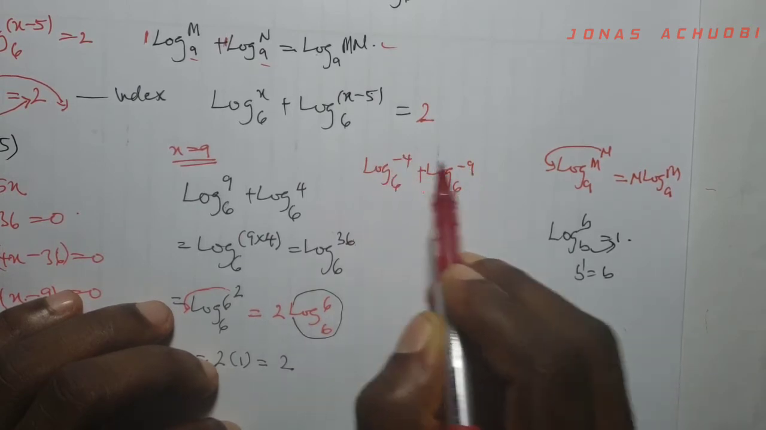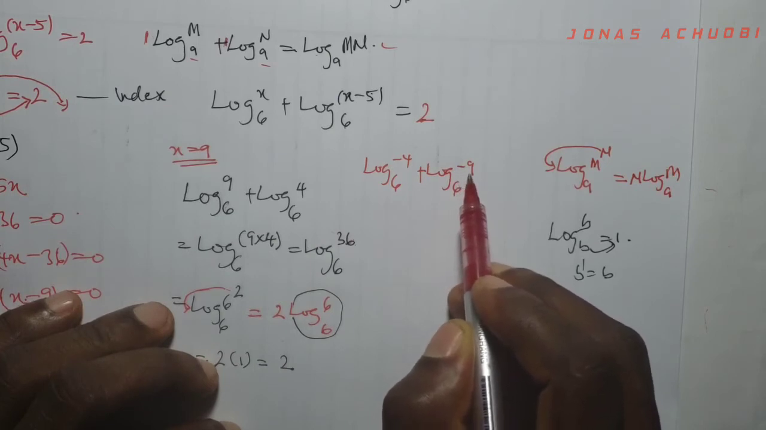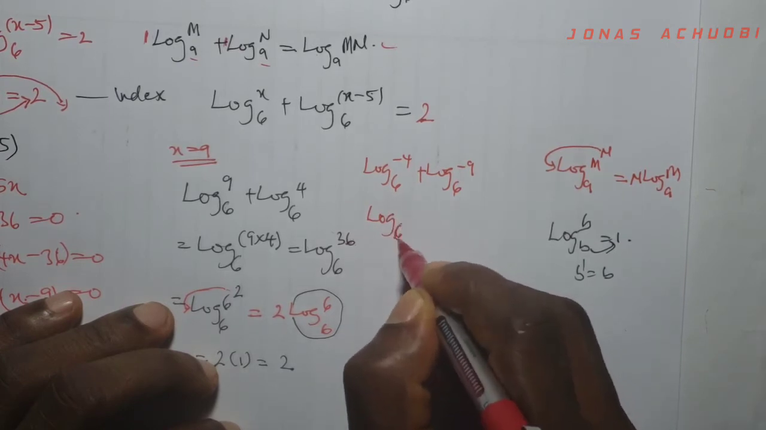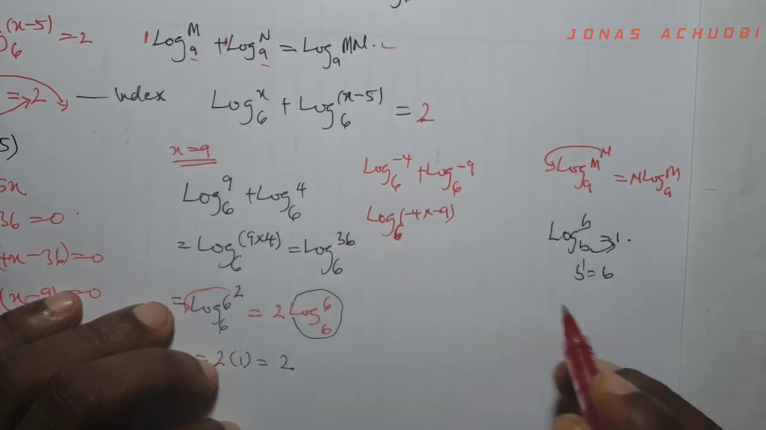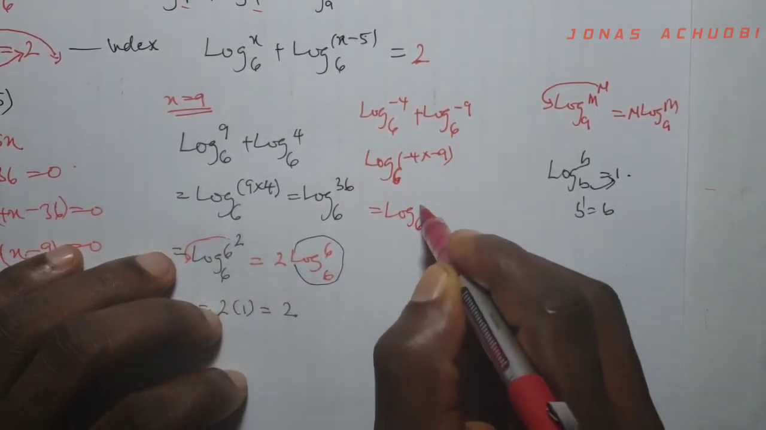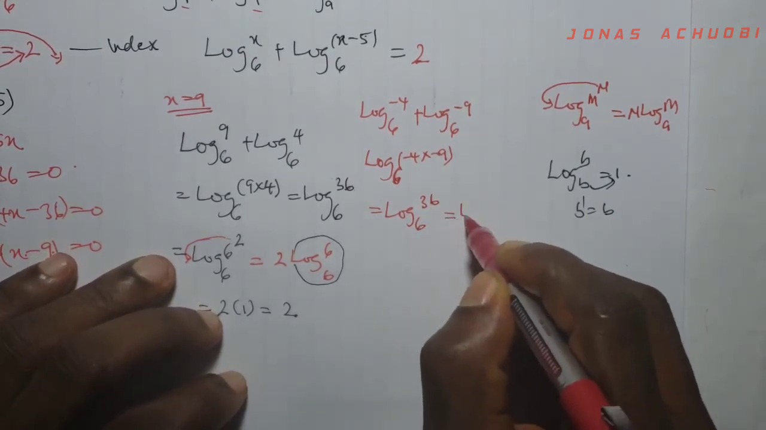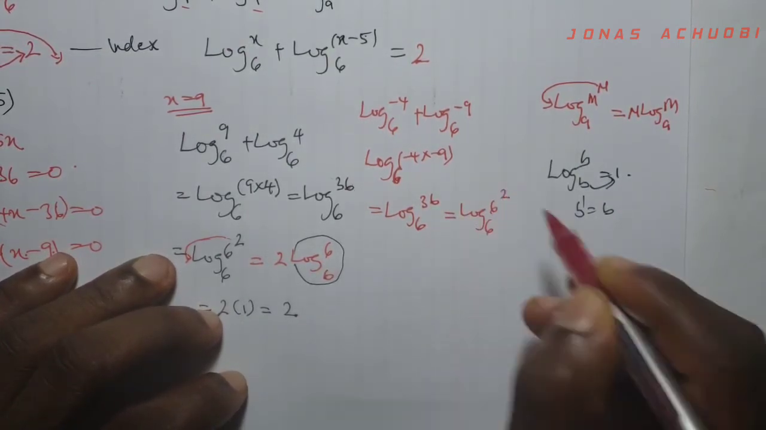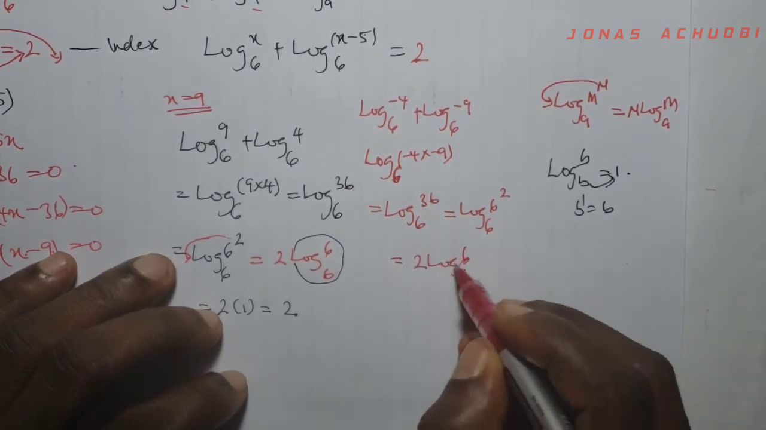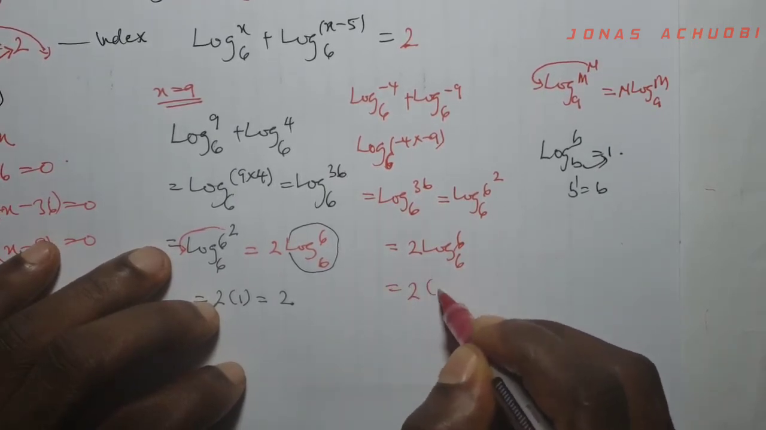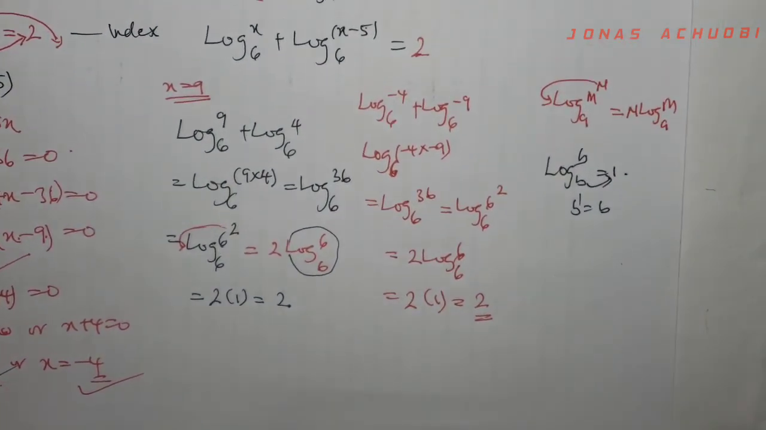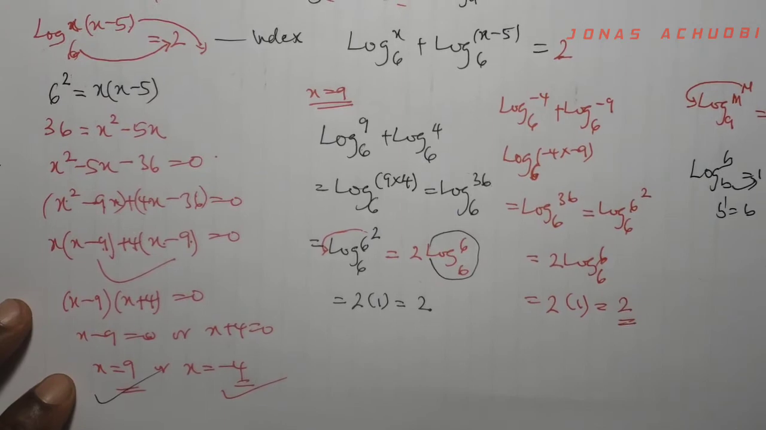Though the individual logs do not exist, I have a law of log that allows me to multiply the two logs. So by that law, I can write this as the logarithm in base 6 of negative 4 times negative 9. And that gives us the logarithm in base 6 of 36. And this is the same thing as the logarithm in base 6 of 6 squared, which is the same thing as 2 log 6 base 6. And log to the same base again is 1. So 2 times 1 is 2. So with this, you see that x equal to minus 4 is equally a solution to our logarithm problem.